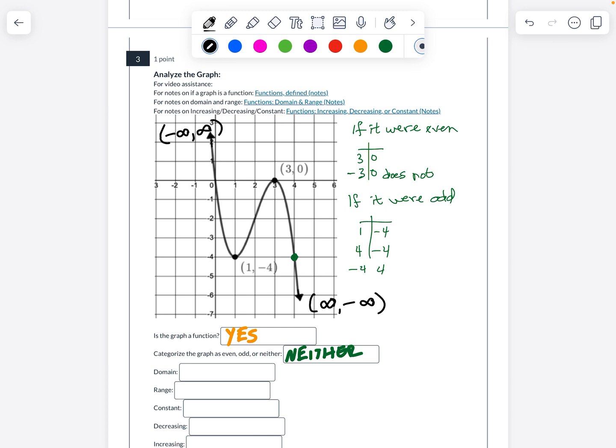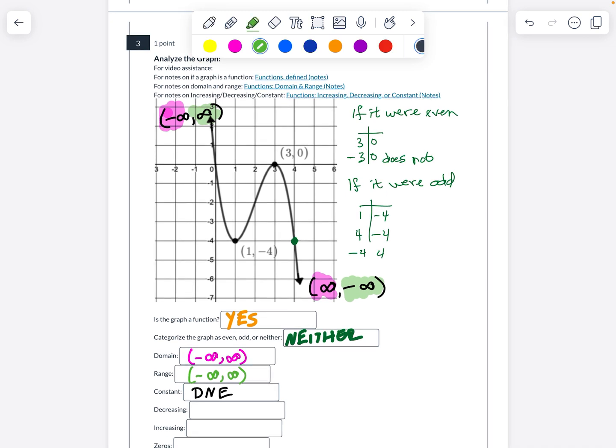Okay? So, the domain is the smallest x to the largest x. So the domain is negative infinity to infinity. The range is the smallest y to the largest y. So the range is negative infinity to infinity. There is nowhere on the graph where it's laying flat, so that does not exist.